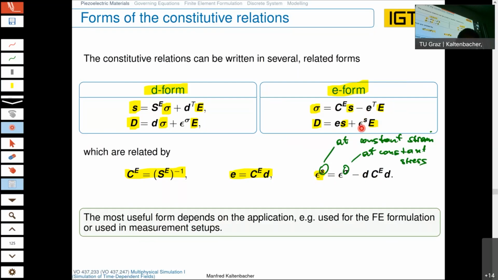Okay. And so you also have this relation, as we have in this E form, for how to compute the permittivity at constant strain out of the permittivity at constant stress, as we have in the D form, the piezoelectric coupling tensor d, and the mechanical stiffness tensor. And that also means, it's important, that when you measure these entries of this material tensor, you have to measure them at constant E field.